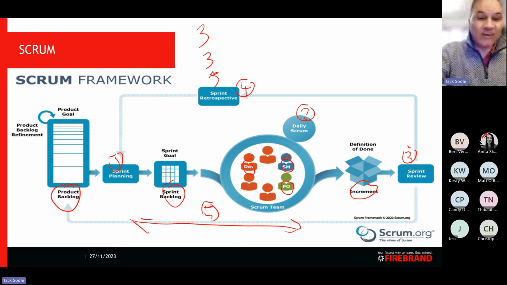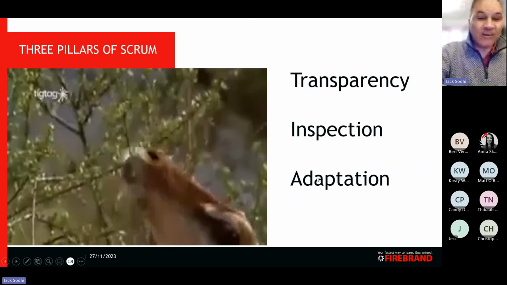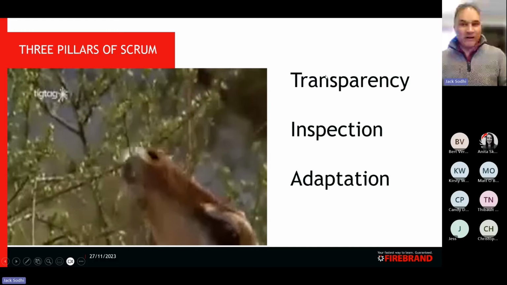And basically the Scrum Guide only says that. It's 13 or 14 pages, and it just explains what each one of those is. But the pillars of Scrum are transparency, so we need to be transparent so we can inspect, and then we need to adapt. And this is where they got the wording from.